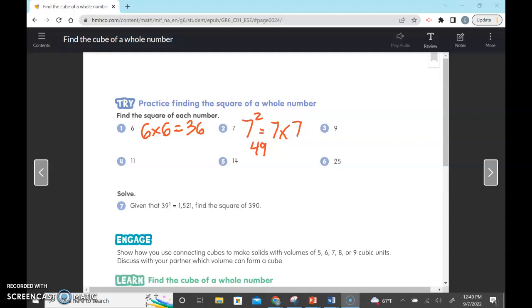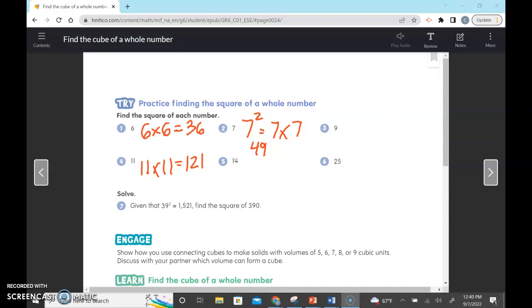Now, let's take a look at number 4 on this page. So we have 11. I know we're skipping around. That's okay. Let's write this out. 11 times 11 would give us 121. So that is the square of 11, 121. So we would say 121 is a perfect square. Why is that? Because a number could be multiplied by itself twice in order to get that number.